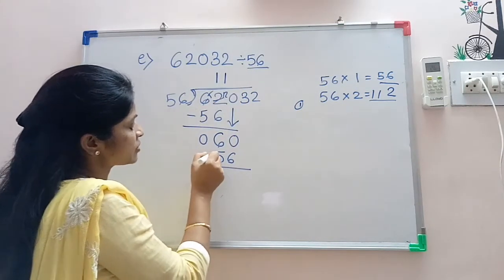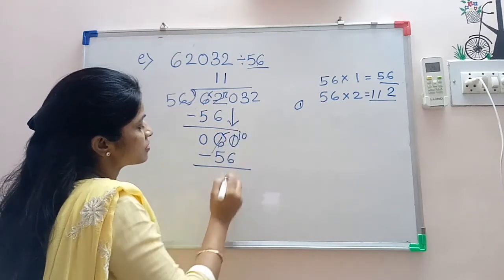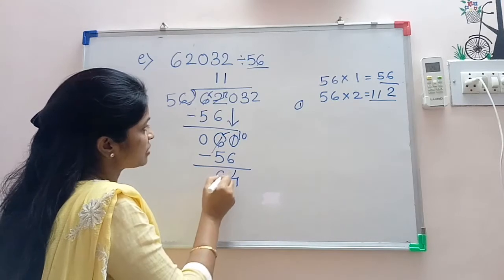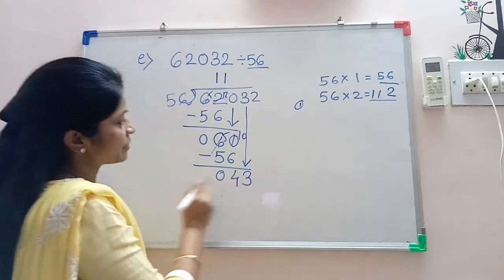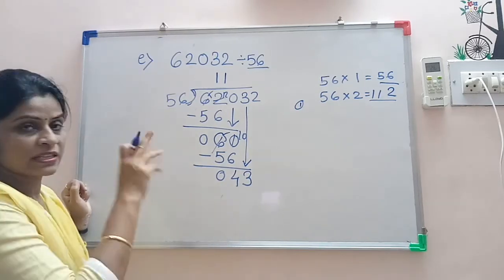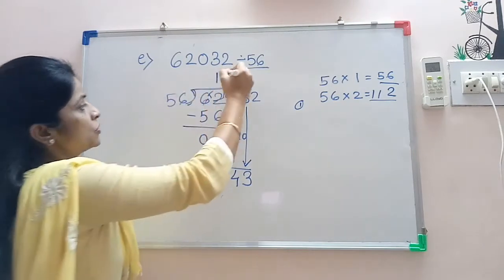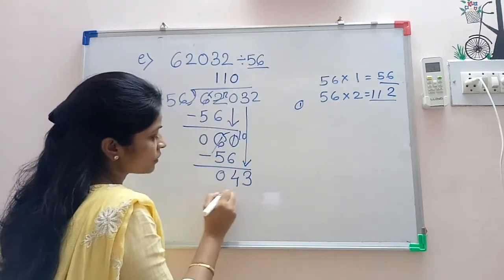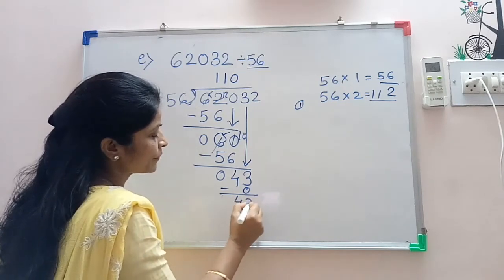I will do the subtraction. 10 minus 6 is 4. 5 minus 5 is 0. Now let's take another number down. Now 53 is there in the table. It is not there in the table. So what we will take? We will divide it by 0. Now when we will subtract it from the 0, you will get the same number 43.